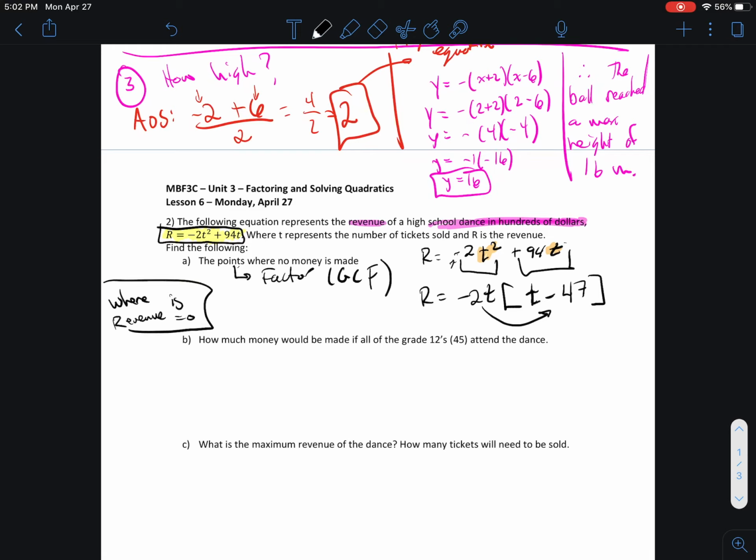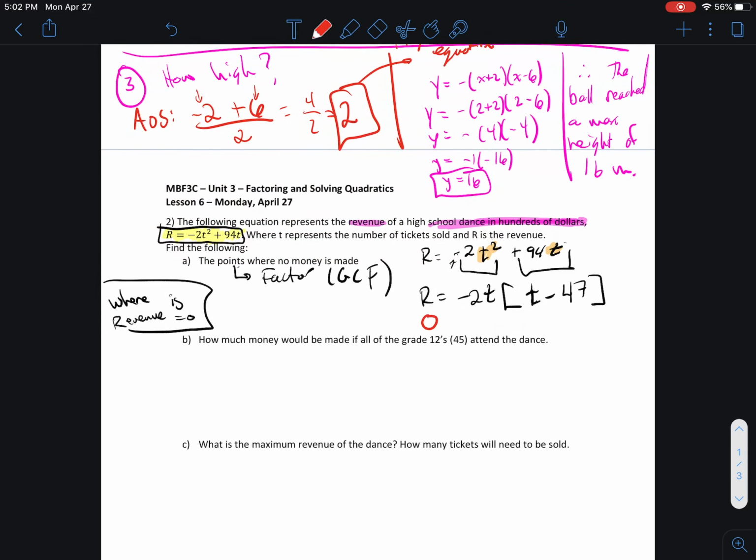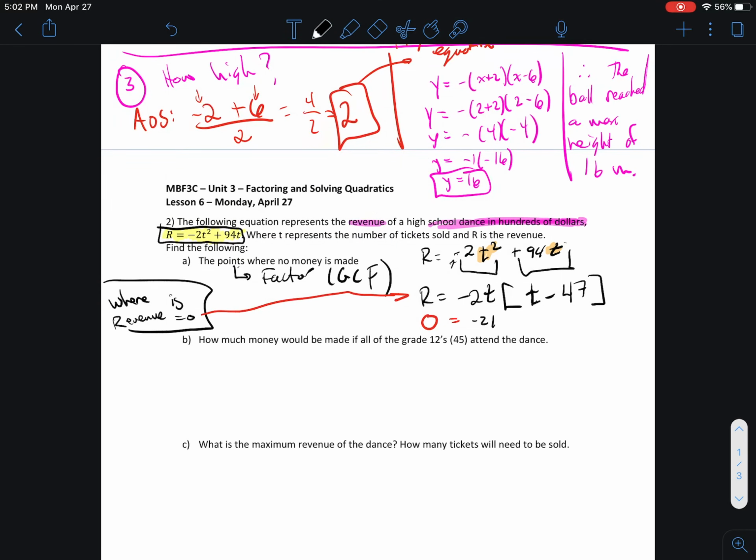Where is R, or revenue, equal to 0? That's what you want to know, right? Well, if I were to write that in here, I would get 0 is equal to, because I want to know where revenue is equal to 0, right? It would be 0 equal to negative 2t, t minus 47.